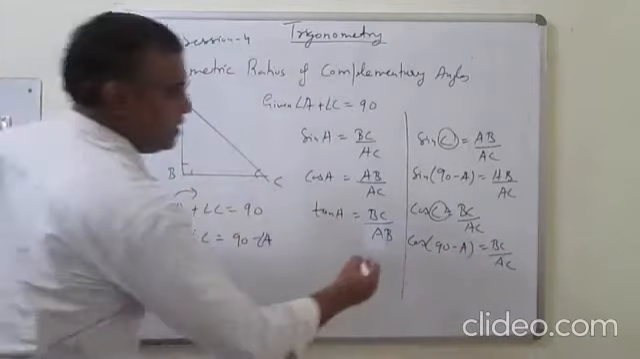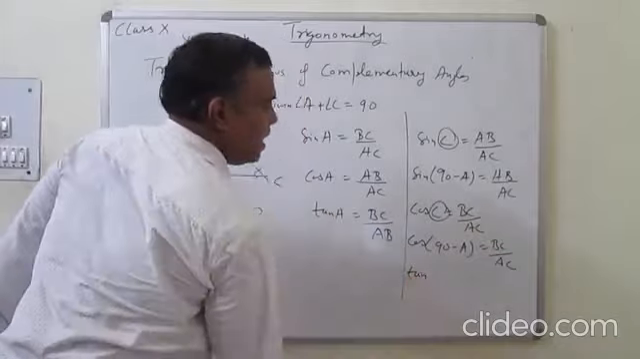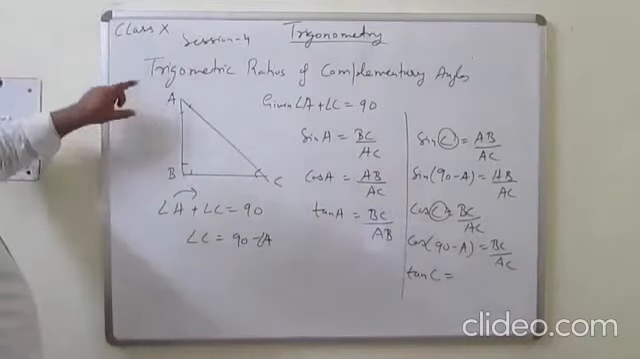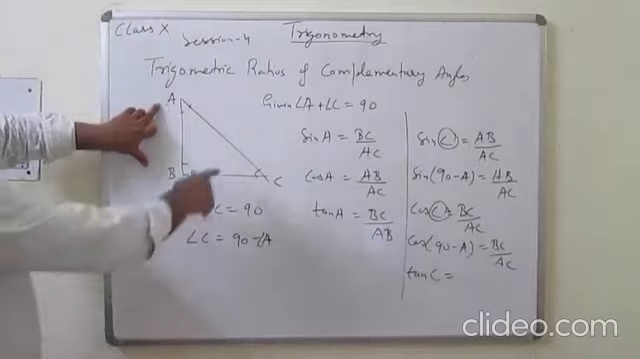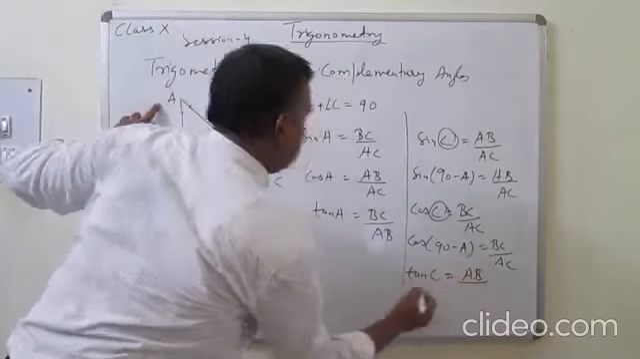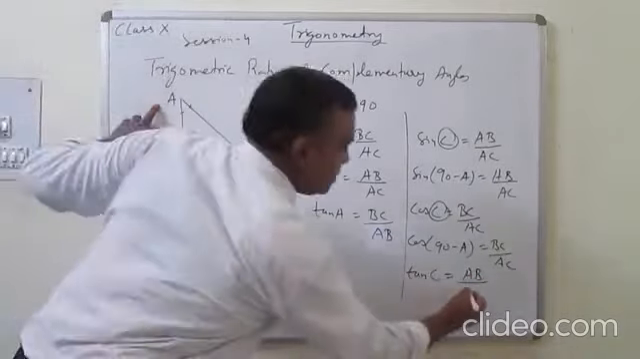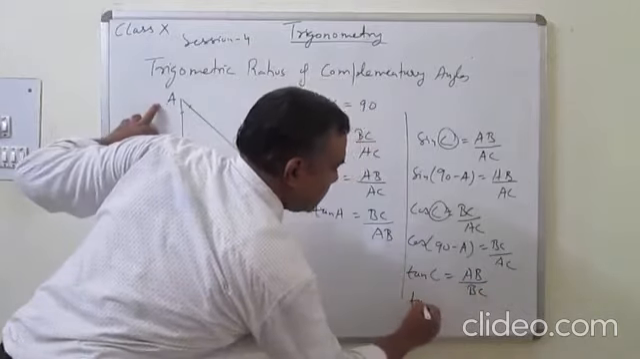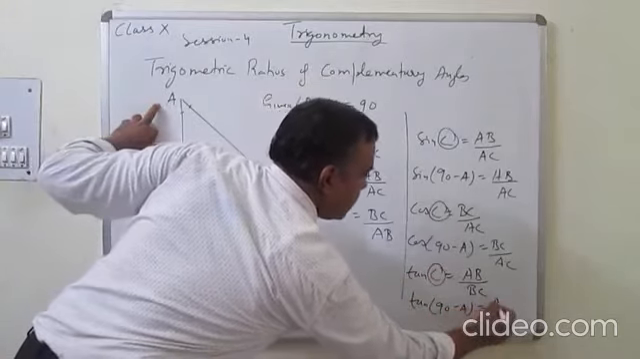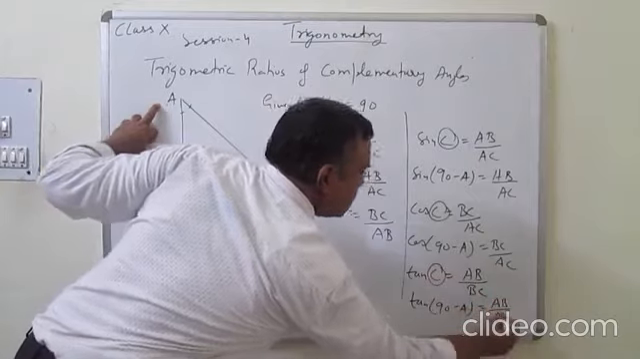Now what is tan C? Tan C is P upon B. What is P? P is AB, upon what is base? BC. So tan C की जगह आप क्या रख दोगे? Tan 90 minus A is equal to AB upon BC.